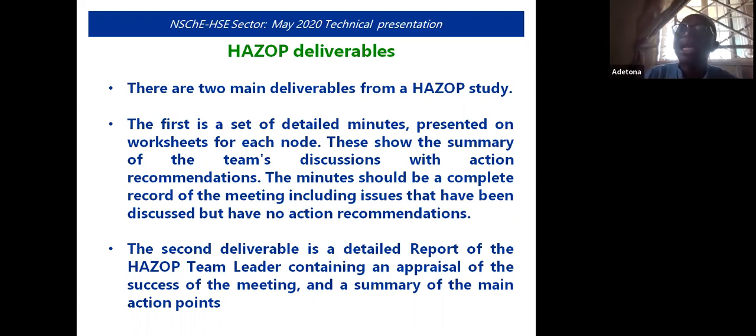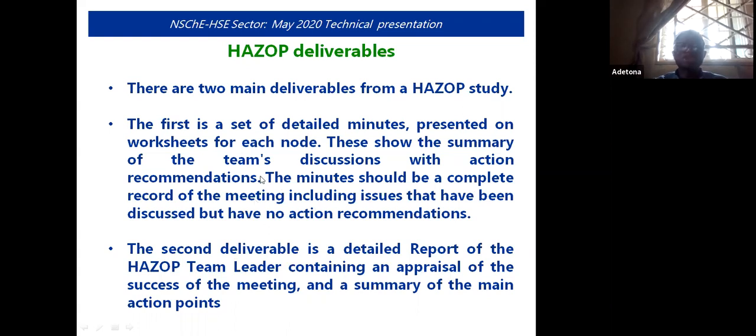The first one is the HAZOP study worksheet, and it's a set of detailed minutes presented by the secretary and reviewed by the entire HAZOP work team. And once that is agreed, that forms the basis for the report. The second deliverable is a detailed report of the HAZOP team leader containing an appraisal of the subject of the meeting and a summary of the main action points.